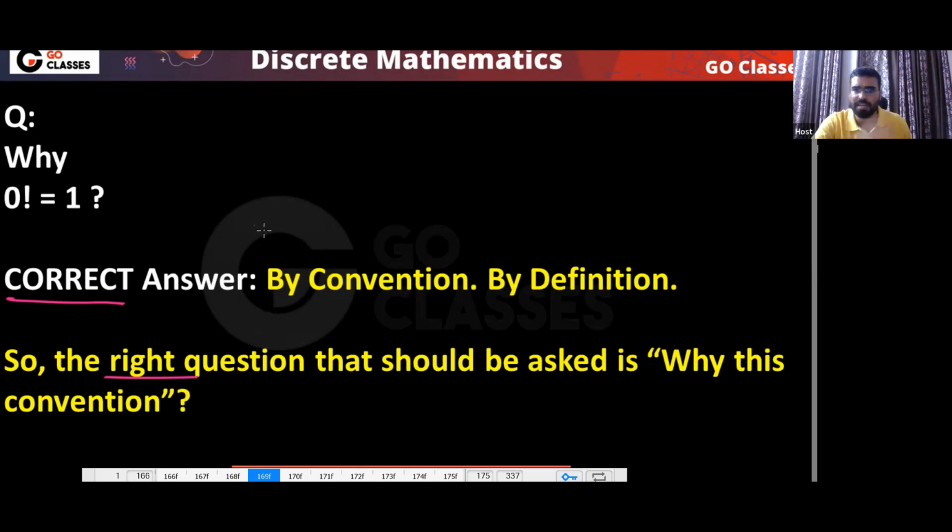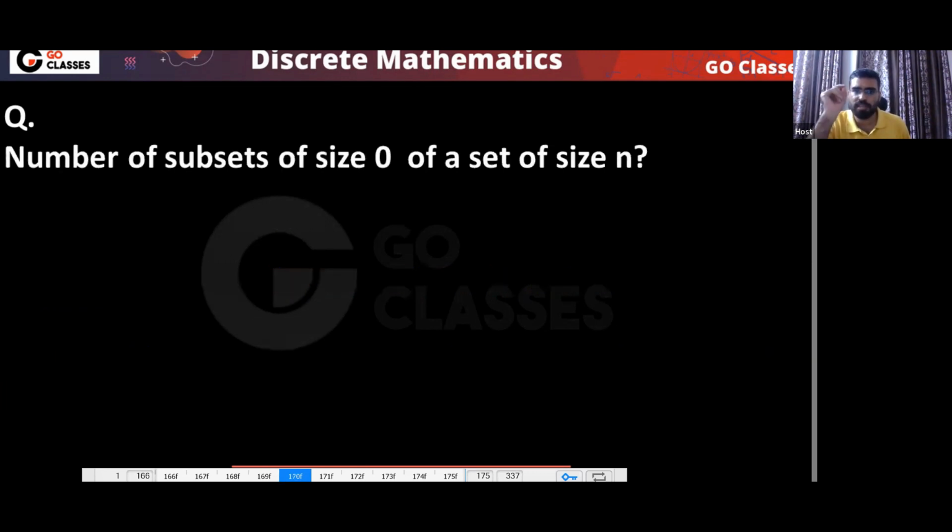Mathematicians are not crazy. They are not doing random things, randomly deciding let's make 0 factorial 1. No, there is a logic behind it. Tell me the answer for this. Forget about permutation combination, don't worry about it, leave it. Tell me the answer here.